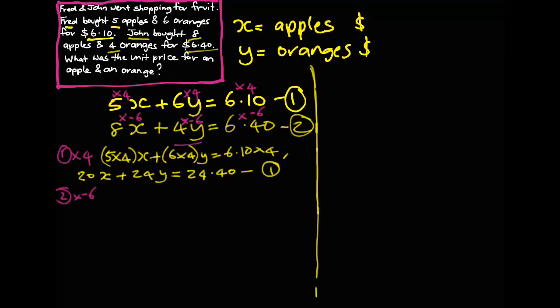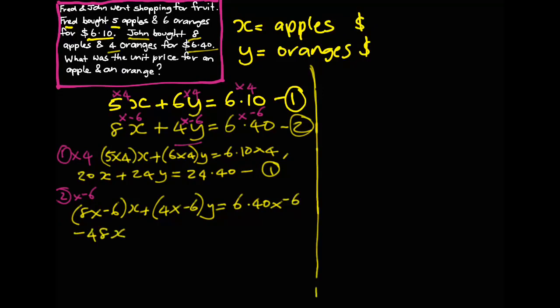Okay, now looking at the second equation, multiplying by -6, we have 8 times -6x plus 4 times -6y equals $6.40 times -6. So that gives us -48x minus 24y is equal to -$38.40. And we call that equation 2 dash.